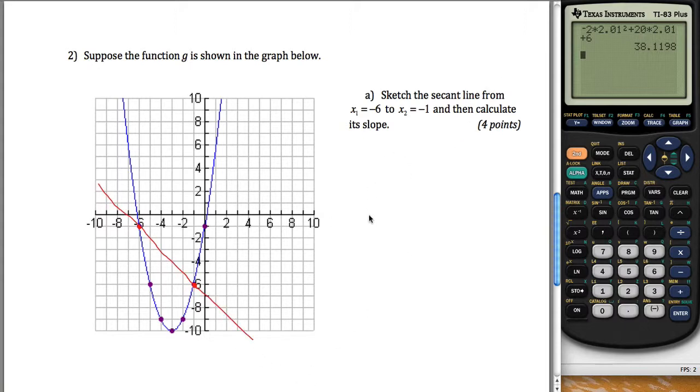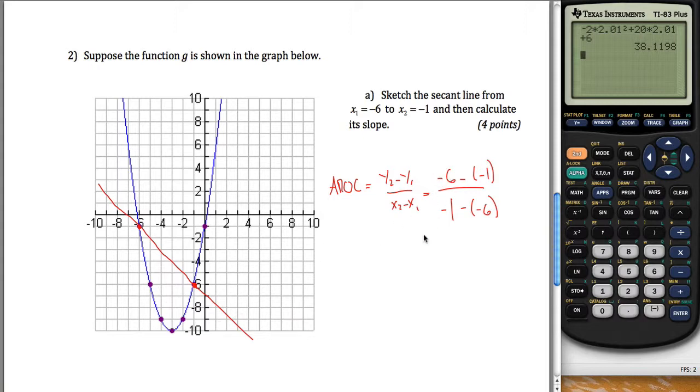Sketch the secant line, done. Calculate its slope. Sure, to calculate the slope of the secant line, you use your average rate of change formula. It's just y2 minus y1 over x2 minus x1. If I call this point right here x1, y1, it looks like the x coordinate is -6 and the y coordinate is -1. And then I can call this point right here x2, y2. Its x coordinate looks like it's -1 and its y coordinate looks like it's -6. Oh, that's kind of tricky.